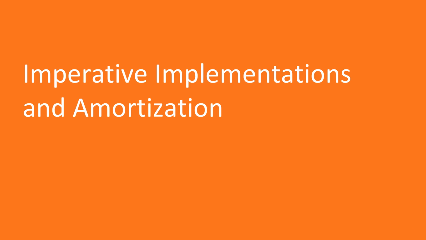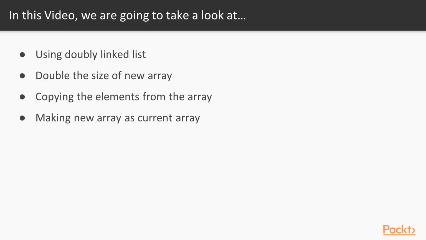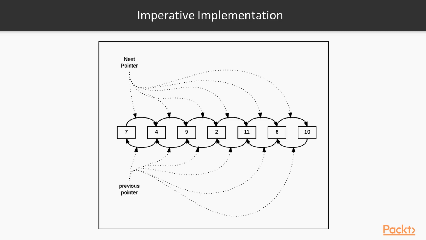Now we move on to the first video of this section that deals with imperative implementations and amortization. In this video, we'll use a doubly linked list, allocate a new array, and double the size of the current array. After this, we'll copy all the elements from the current array to the new array, and then make the new array the current array. Implementing a deque is simple in the imperative world.